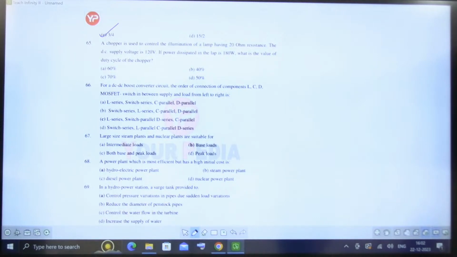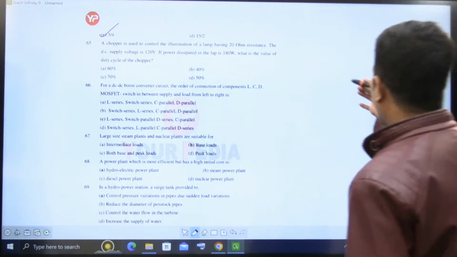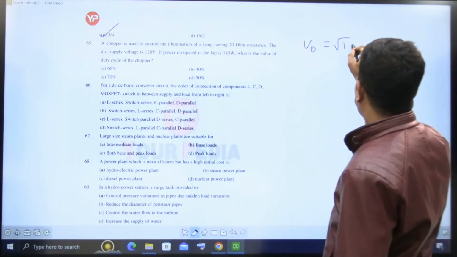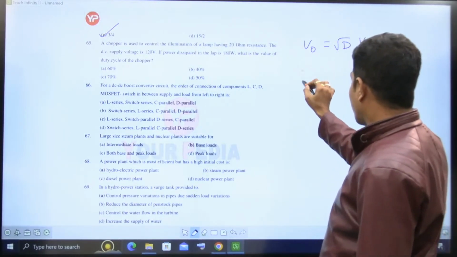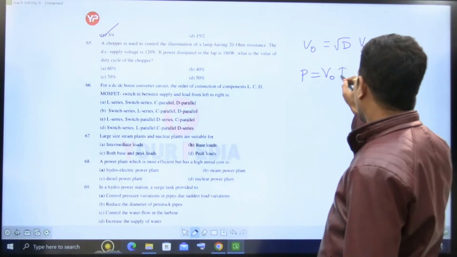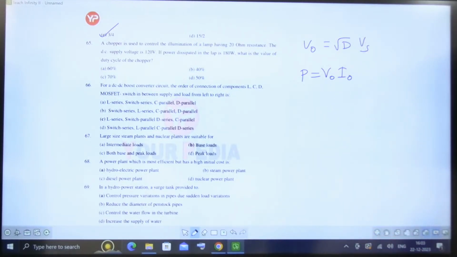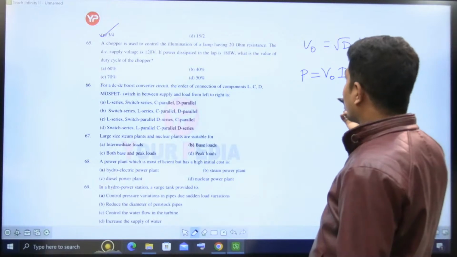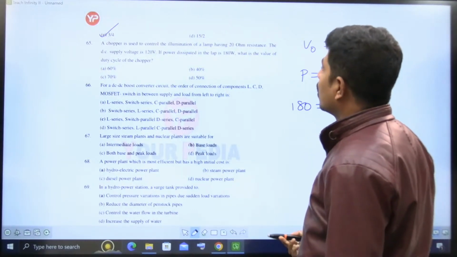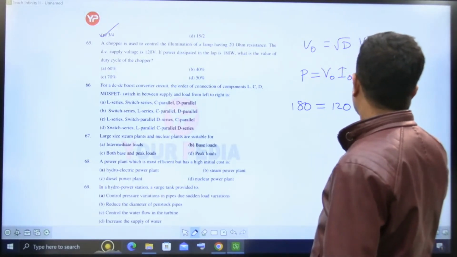Means the power P is equal to V into I naught, is 180. What is the value of the duty cycle? That is what is being asked. So we know that V naught is equal to root D into Vs, where D is the duty cycle. And we know that power P is equal to V naught into I naught, right? It is 180. So how much is the voltage? 120. From this, you are going to get I naught.